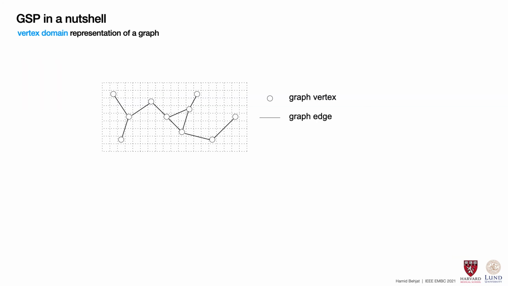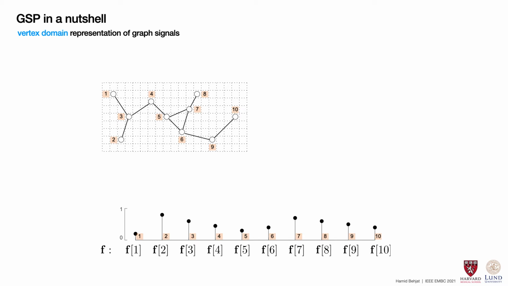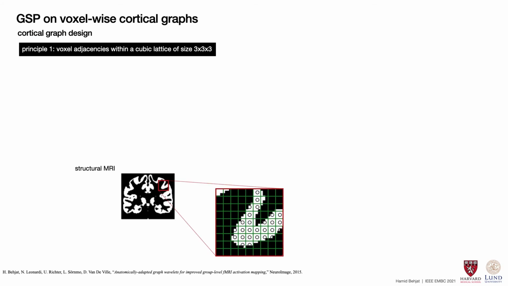To do this, we first need to represent our domain, our brain structure, in terms of a graph, where a graph is a structure consisting of a series of vertices and a series of edges, where the edges represent how these vertices are related to each other. On this graph, we can also define graph signals, which for us will be fMRI data. These graph signals are essentially a vector of values that we associate to the vertices of our graph. The graphs that we'll be using are voxel-wise cortical graphs, so each voxel within the cerebral cortex becomes a vertex in our graph definition.